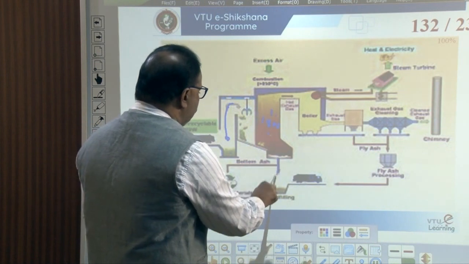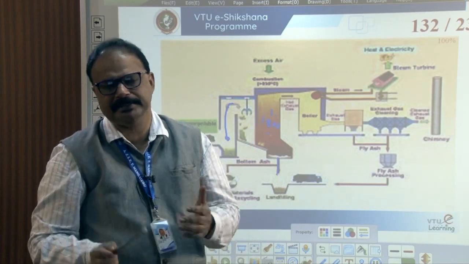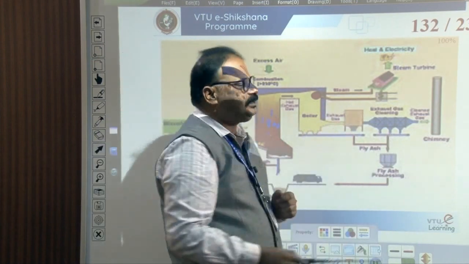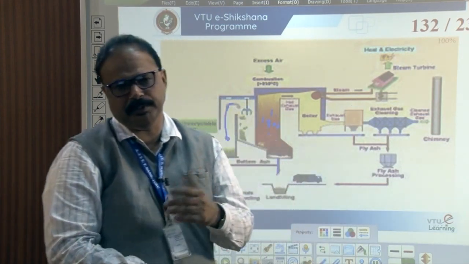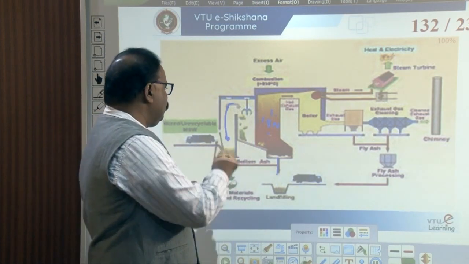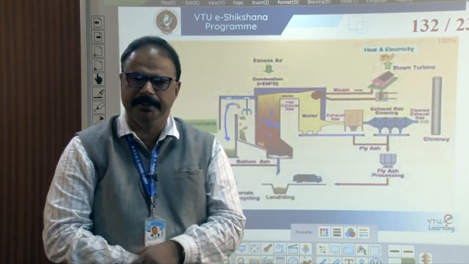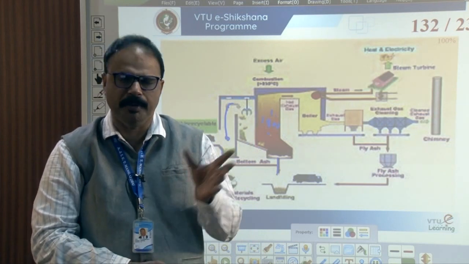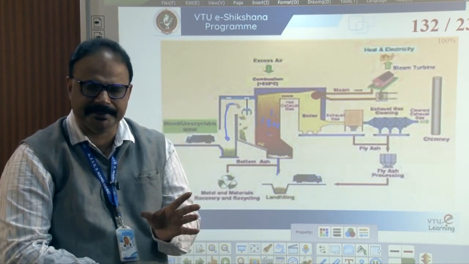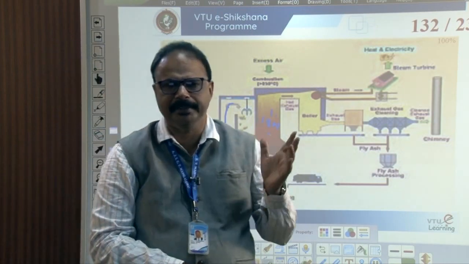Here ash will fall down due to the heat. Due to the 1500 to 1800 degrees Celsius heat, some ash will be developed. It is removed, and power is generated. This is the process of incineration. There are two types: low heat is the microwave method, at a maximum of 177 degrees Celsius, and high heat is incineration, at more than 1800 degrees Celsius.